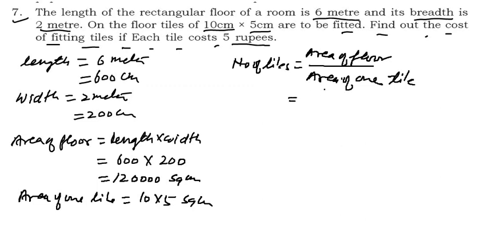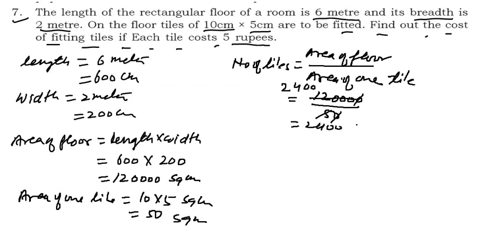So you can write here 1, 2, 0, 0. How many zeros? 4 zeros. And here is 10 into 5, that is 50 square centimeter. So you have to write 50. So 0 cancels with 0. 5 twos are 10, and 5 fours are 20, and double 0. So that is 2400 tiles.